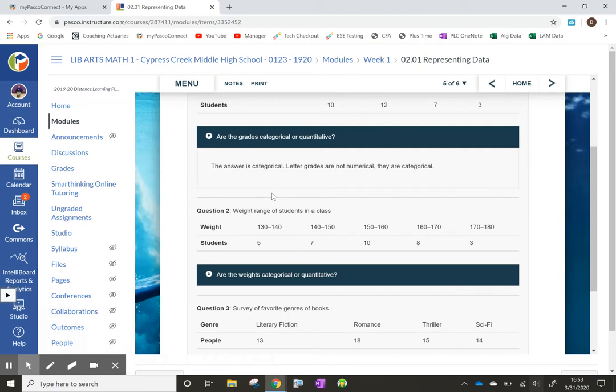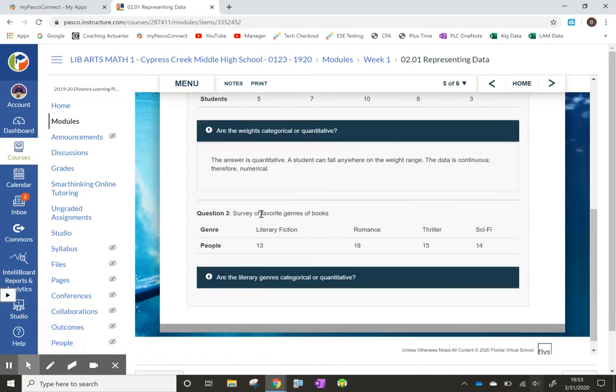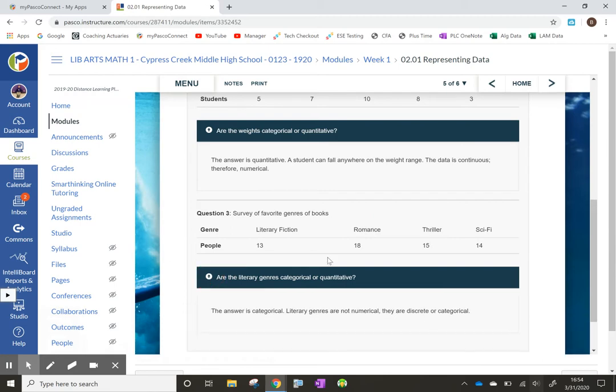Question 2, weight range of students in class. So you notice it's a numerical range of values. A numerical range of values means that this would be quantitative because these are not categories, these are ranges of values. So that would be quantitative. And then the last one, survey of favorite genres of books. Again, we have categories here, literary fiction, romance, thriller. These are categories. Categories would be categorical data.